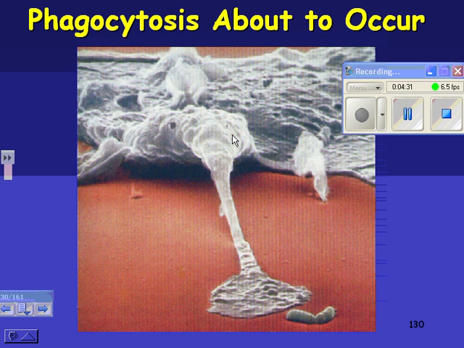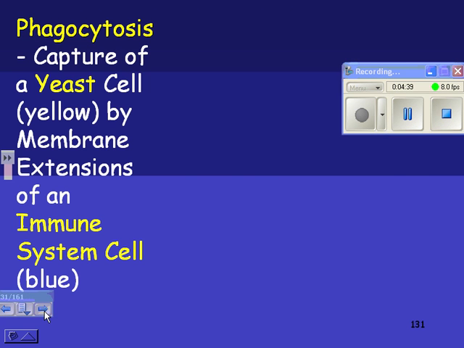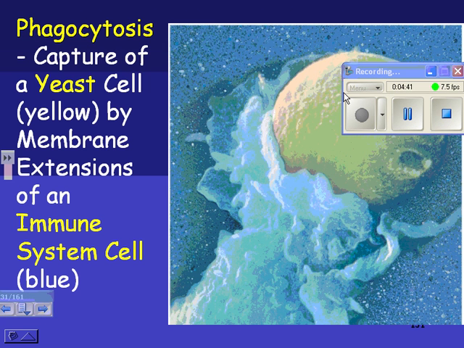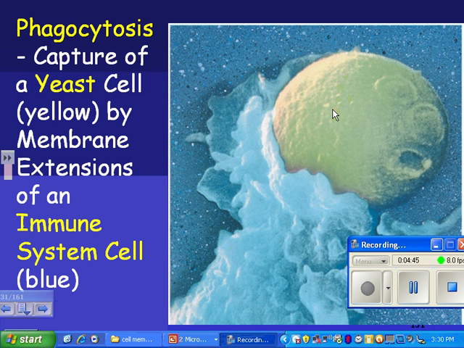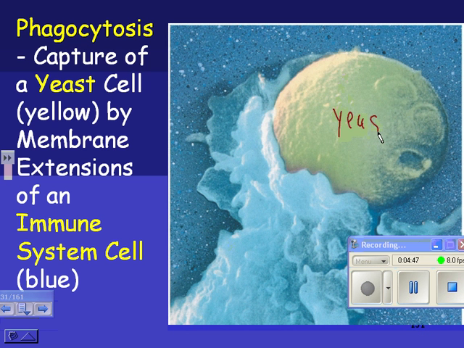Phagocytosis is about to occur. So here's a white blood cell about to send out little false feet to start to eat up some bacteria. Phagocytosis, capture. Oh, this is just a cool picture, I thought. Capture of a yeast cell. This is the yeast cell right here, by the membrane extensions of an immune system cell, some type of white blood cell.